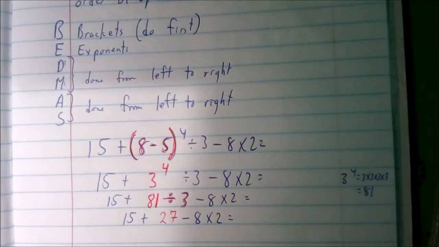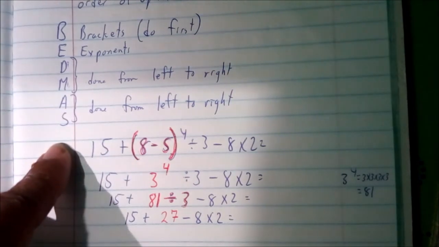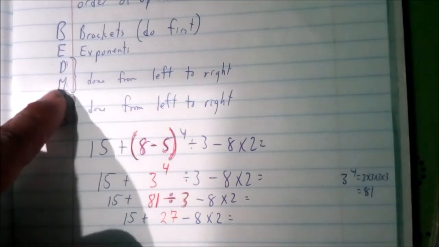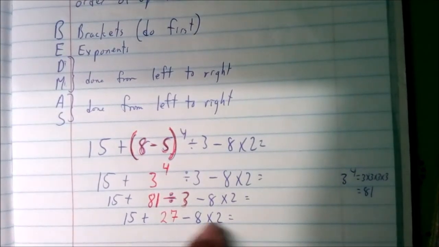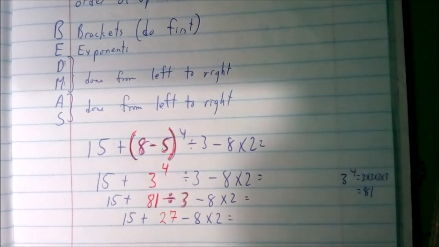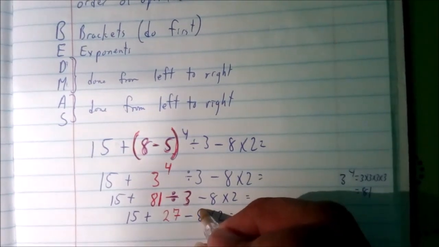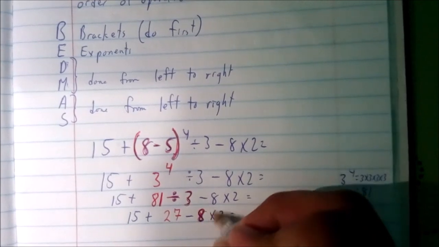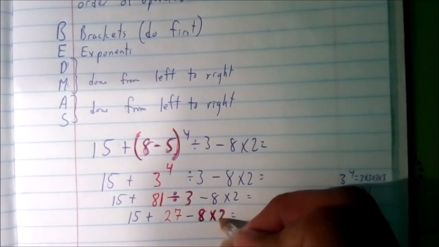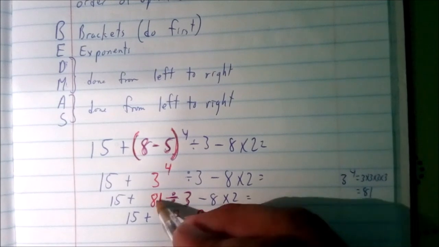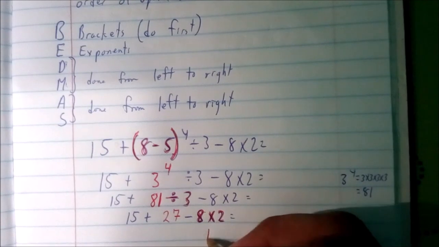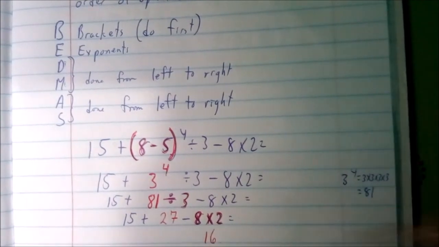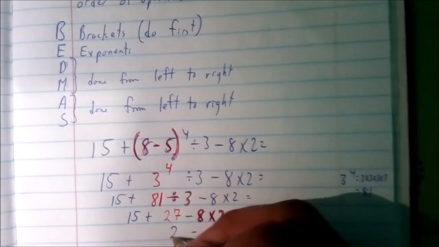Then what's next? Well, you don't go to addition and subtraction. You're still on division and multiplication, because remember you're working from left to right. Is there any more multiplication or division? Yes, there is. There's a multiplication here. So this is what we're going to be working out next. 8 times 2. This red here came from this 81 divided by 3. So therefore 8 times 2 gives us 16. Okay, and then just bring down the rest.